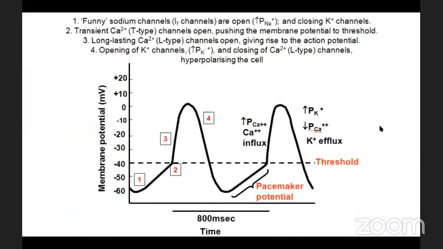Okay, so this is what I'm talking about. It's an action potential graph for one cell, for the sinoatrial node specifically. The first step was the funny sodium channels opened. The second step, the transient calcium type channels opened. Then the third step, the L-type channels opened. And finally, the potassium channels did an efflux. They left the cell, causing repolarization. And that's it for this part.